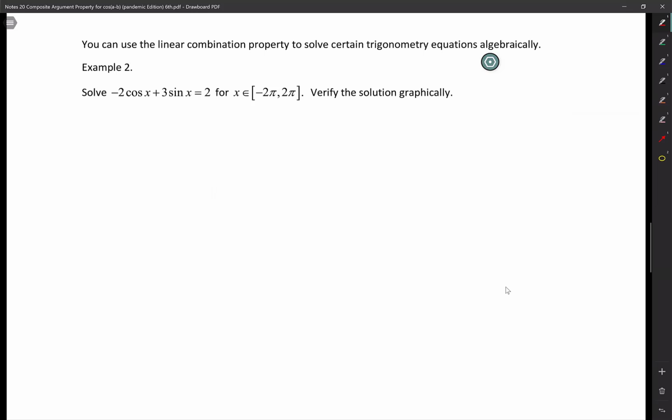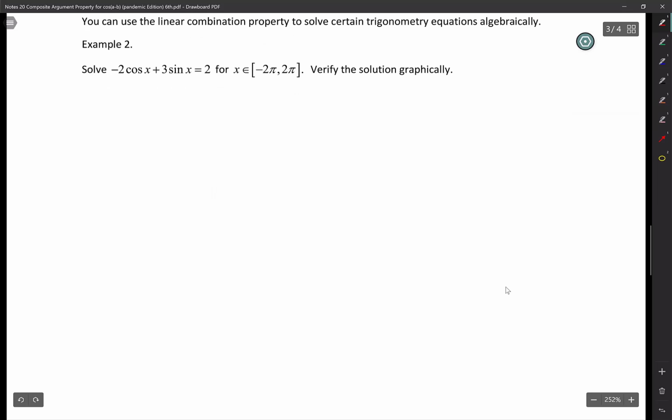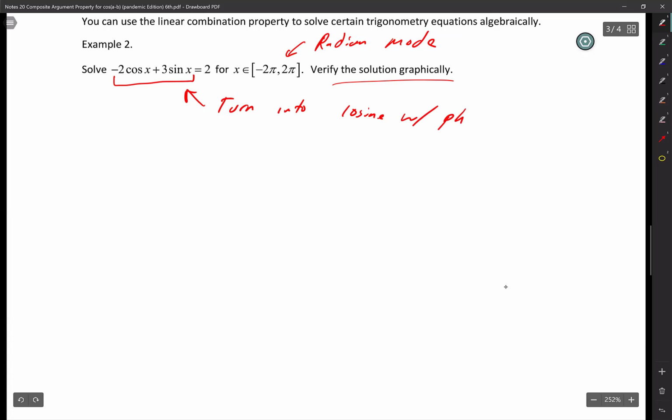All right, this is just a review from yesterday. It says you can use linear combination properties to solve certain trig equations algebraically. I have this equation here, and it says verify the solution graphically. No big deal. I'm in radian mode, so I want you guys to notice that first. The way we have it right now, we cannot solve. Turn this into a cosine with one phase displacement. Or you can just turn it into cosine.